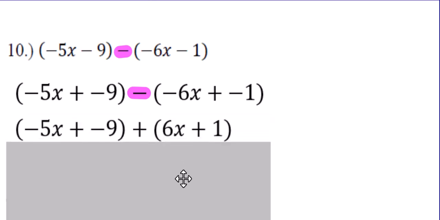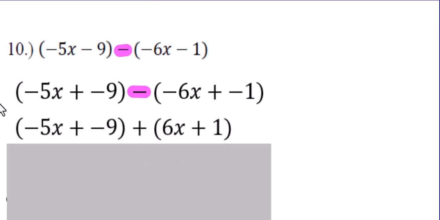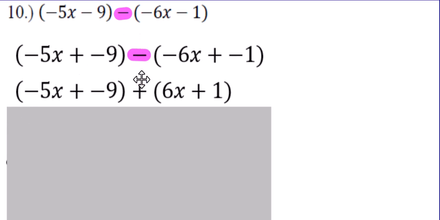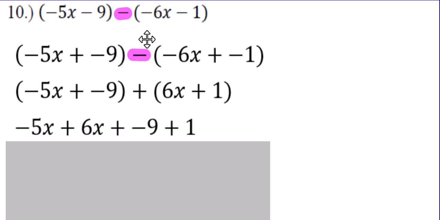So the first thing stays the same. I'm going to keep that, negative 5x plus negative 9. I change subtraction to addition, and then the additive inverse of negative 6x plus negative 1 is positive 6x plus 1. All right, let's put our like terms side by side.